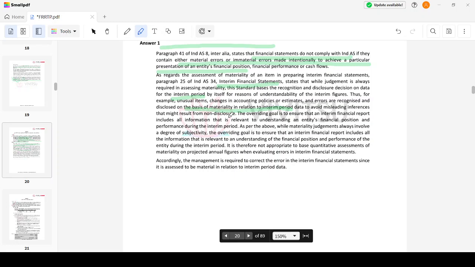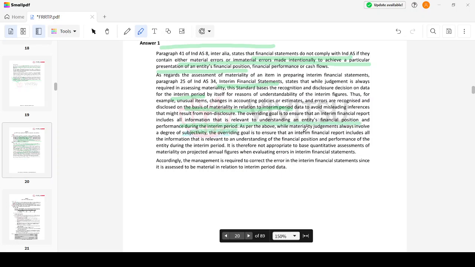See, materiality is with regard to the particular reporting period. If you are doing it on an annual basis, then it will be for annual. If you are doing it for the interim period, then it will be for interim. This is to achieve fair presentation and not to mislead the users. The overriding goal is to ensure the interim financial report includes all information that is relevant to the understanding of the entity's financial position and performance in the interim period.